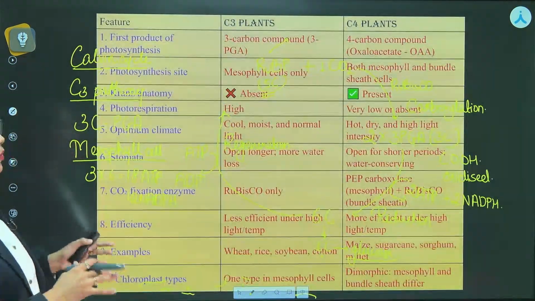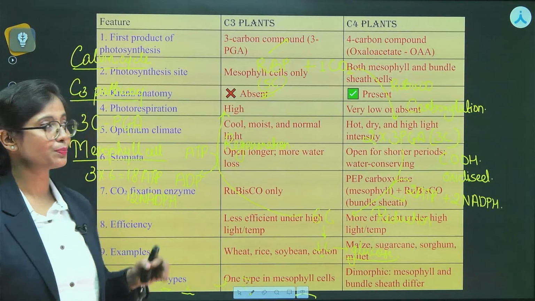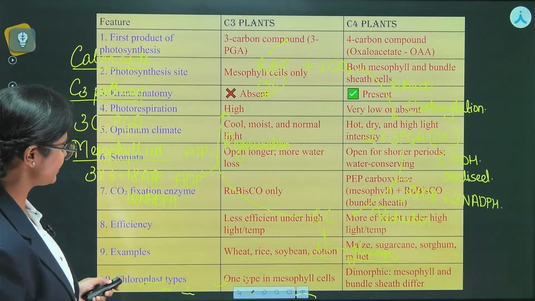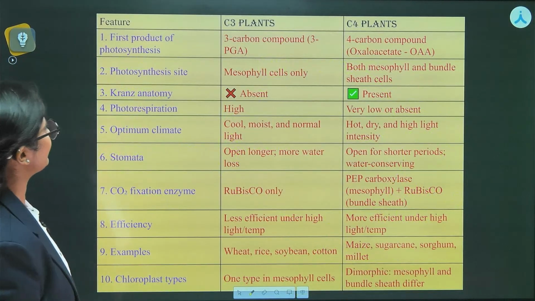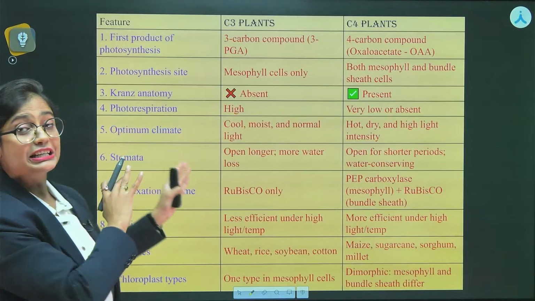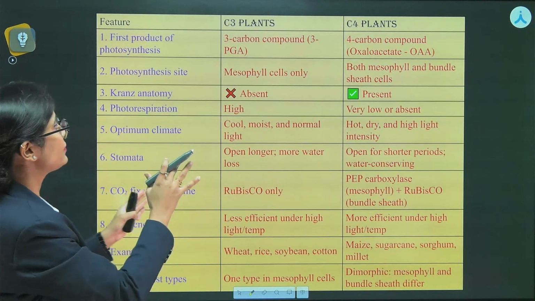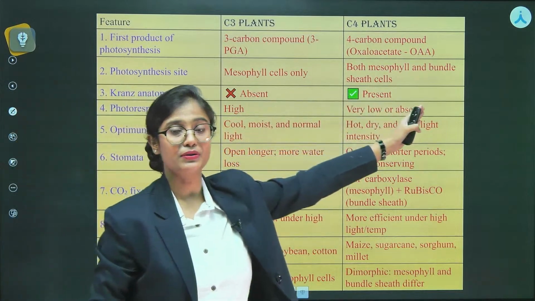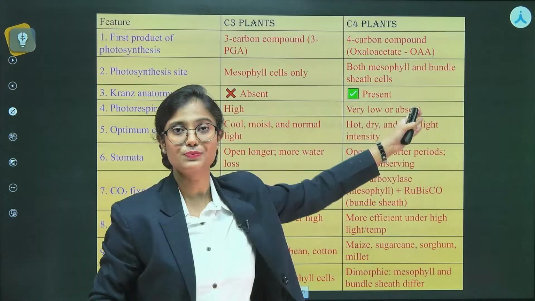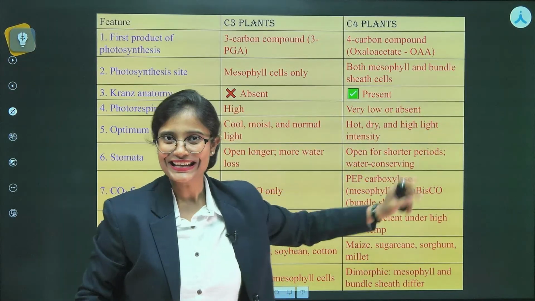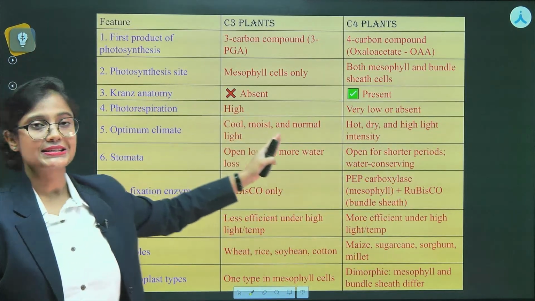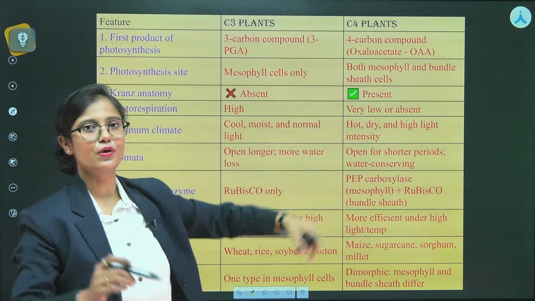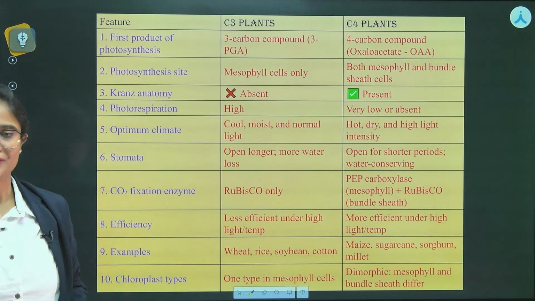Now let's move ahead and see the differences between them. So these are the differences between the C3 and the C4 plants. The first product is 3 carbon. Later on, when we study the C4 plants, we will see that the first product is a 4 carbon containing compound. Next, the photosynthesis site: as I've told you, in C3 plants it is mesophyll, and in C4 another cell will get involved in it.